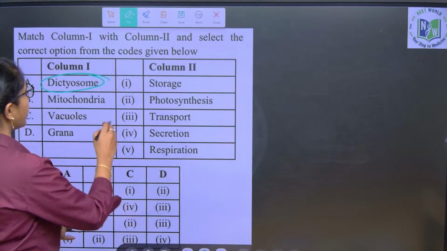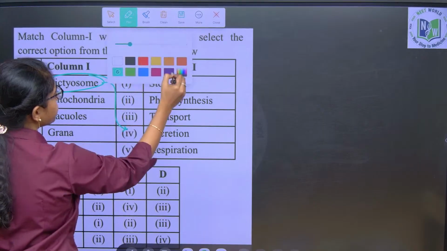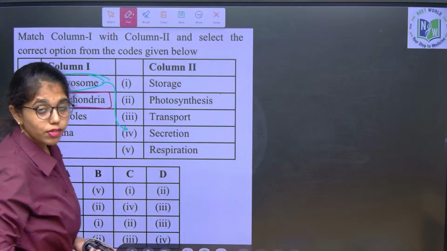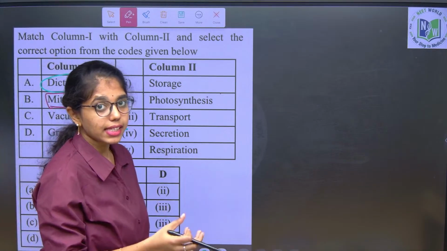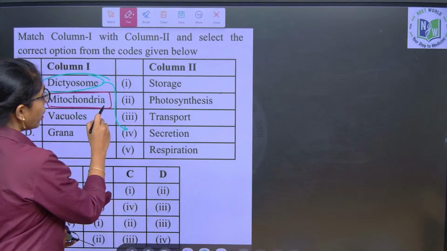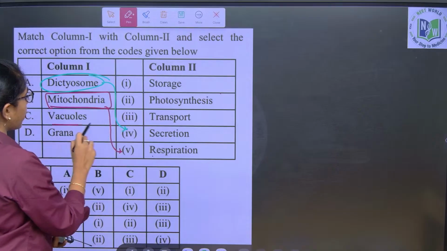So here dictyosomes function is what? Secretion. Next, mitochondria. It is the powerhouse of the cell because it conducts cellular respiration or the synthesis of ATP. So here mitochondria is related to aerobic respiration. We have to go with option 5.